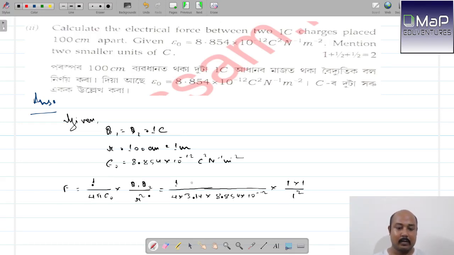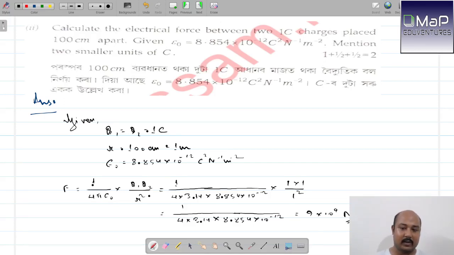So 1 over 4 into 3.14, that is 4 pi, into 8.854 into 10 to the power minus 12. Okay, Newton. So the value of 1/4 pi epsilon naught is 9 into 10 to the power 9. So the answer will be 9 into 10 to the power 9 Newton.